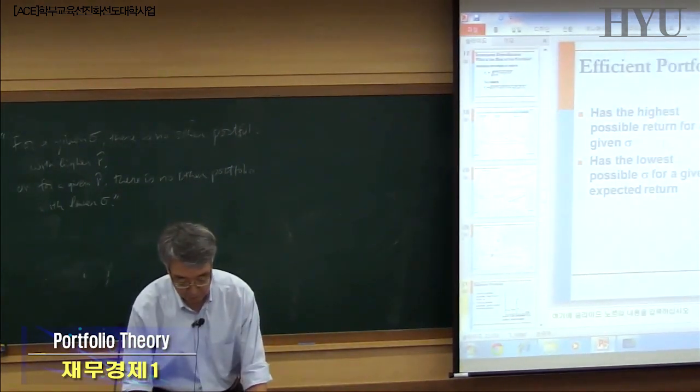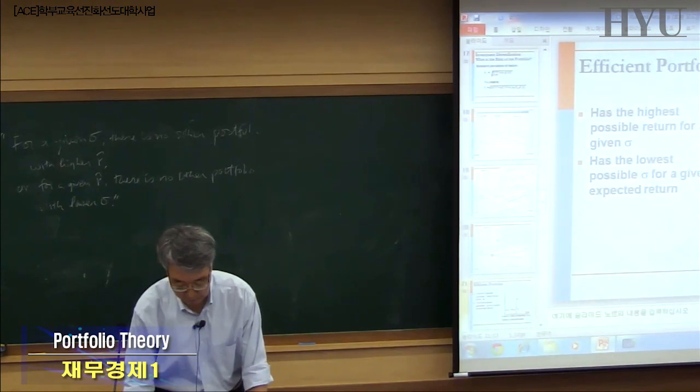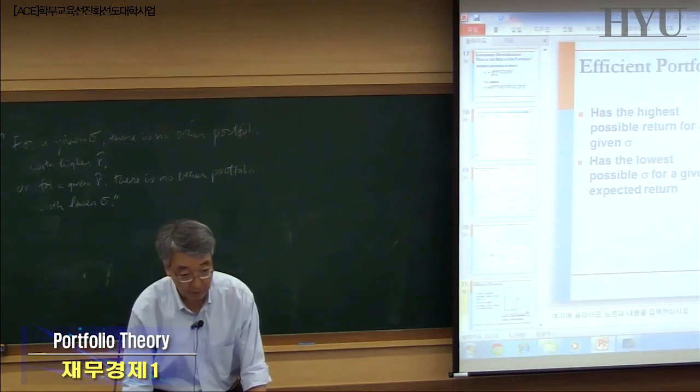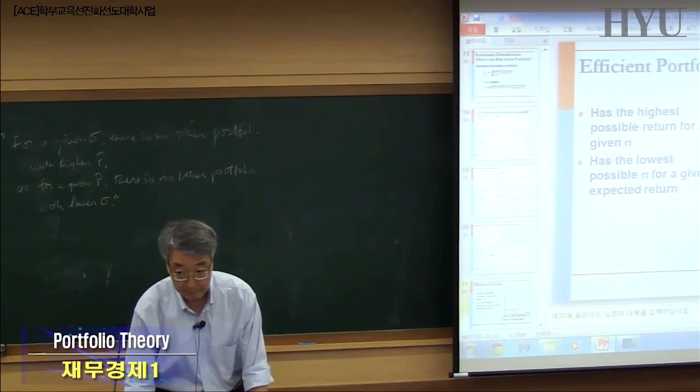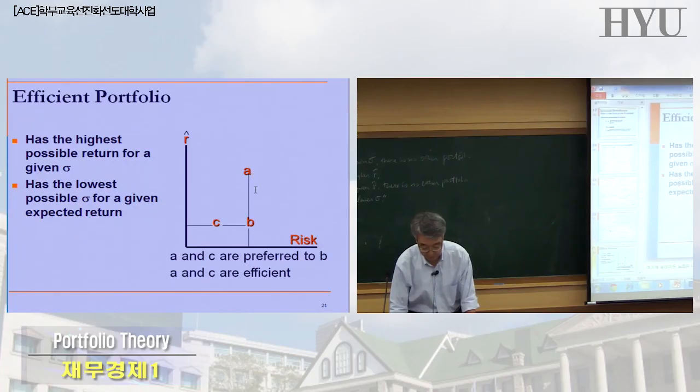Or you can put it this way. An efficient portfolio has the highest possible return for a given sigma. So let's say the sigma level is here. Then we have 2 portfolios, A and B, that have the same level of risk, but B is not efficient, because there is another portfolio with higher return. Makes sense, right? How about C and B?